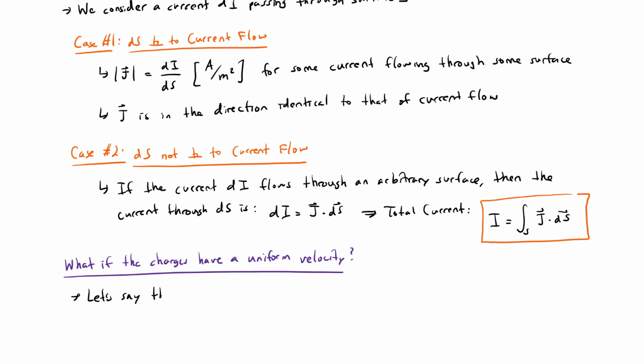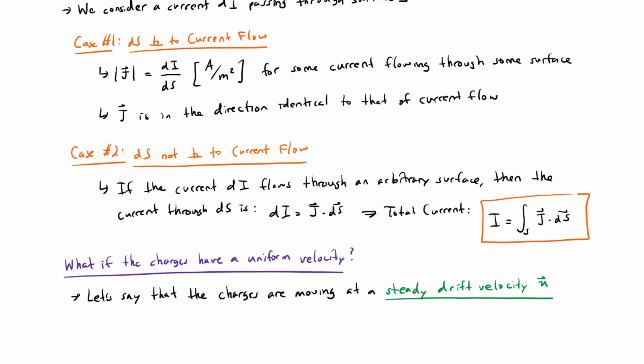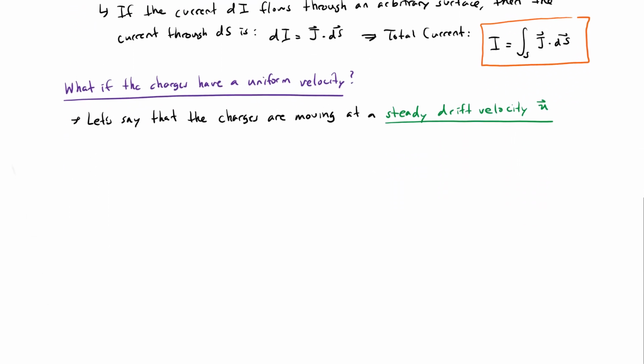So let's say that the charges are moving at something called a steady drift velocity u. So how do we try and analyze this now?